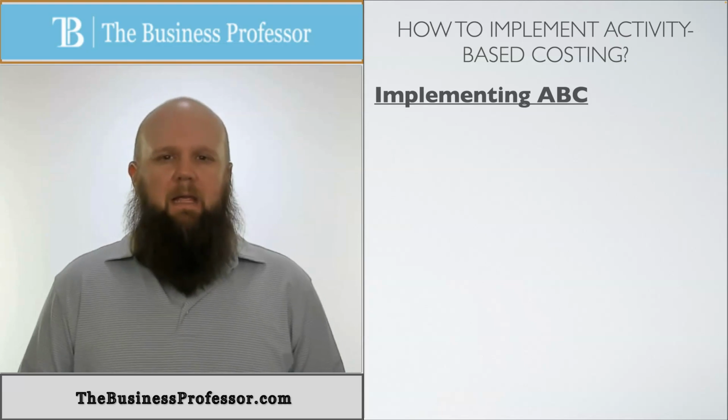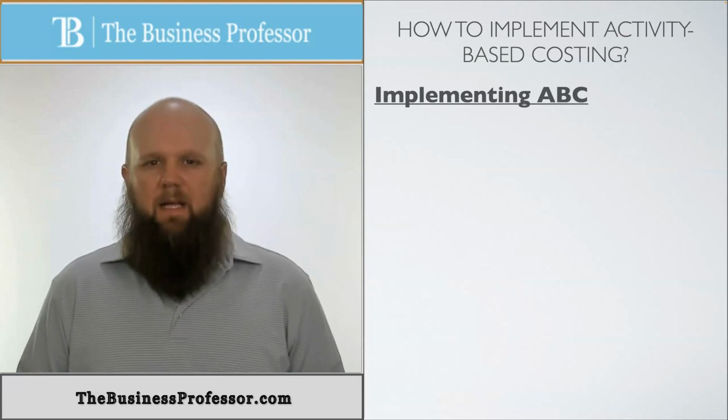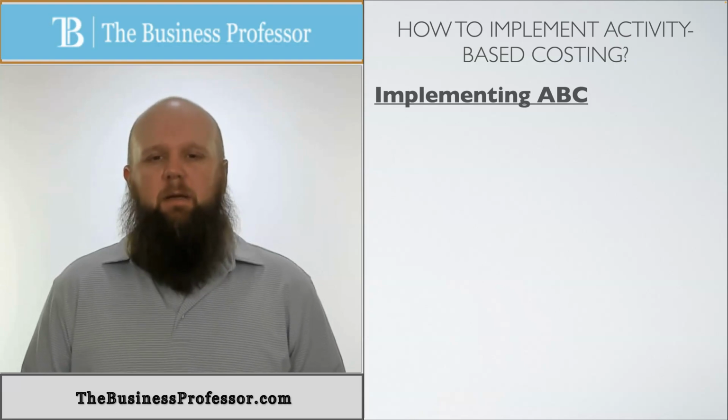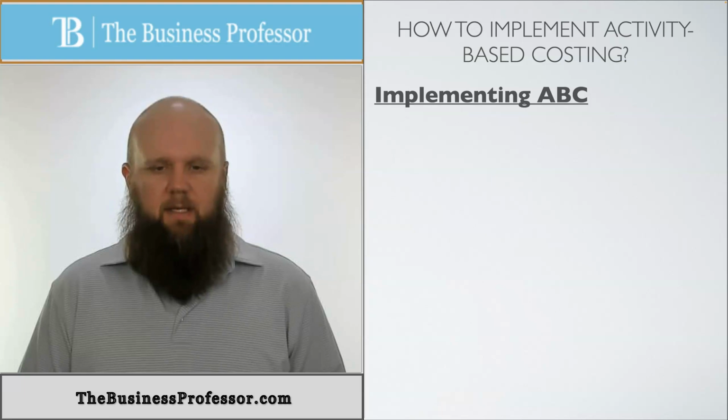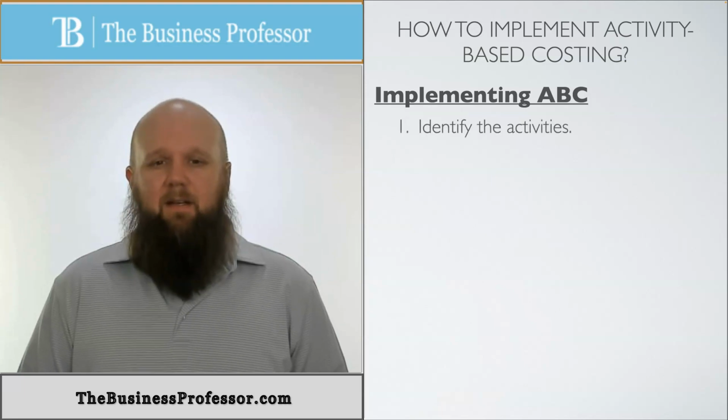All right, let's talk about how to implement activity-based costing. How do we actually do activity-based costing? So there's 5 steps when it comes to implementing ABC, or activity-based costing. The first one is to identify the activities.